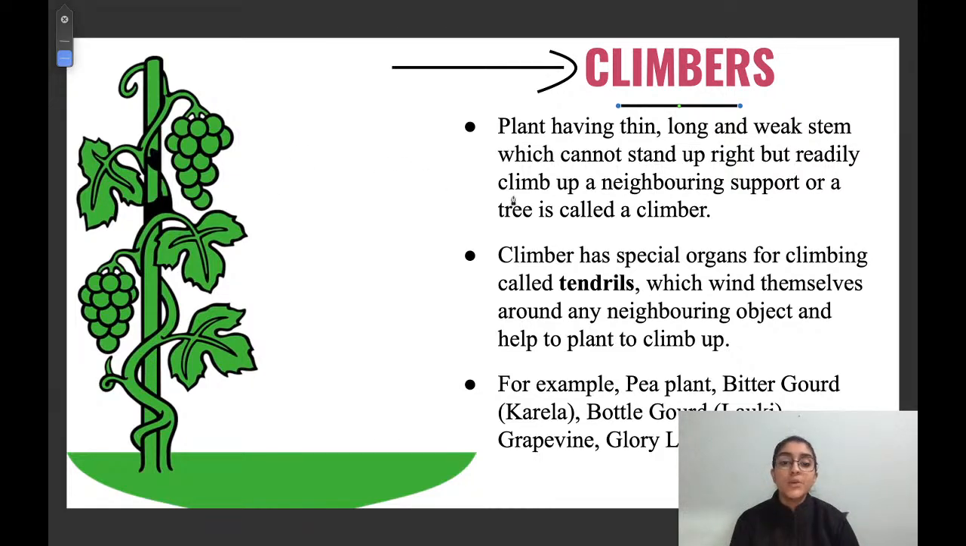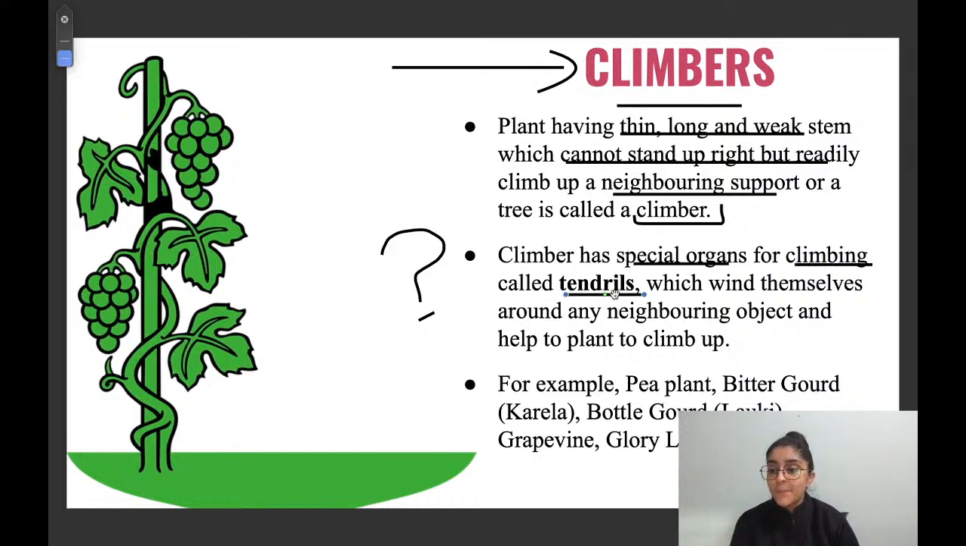So if I tell you the definition of climbers, plants having thin, long and weak stem which cannot stand upright readily, but however they climb up the neighboring support. So those kind of flowers or plants are known as climbers. Now how are they able to do such things? They have a special organ known as climbing organs called tendrils.